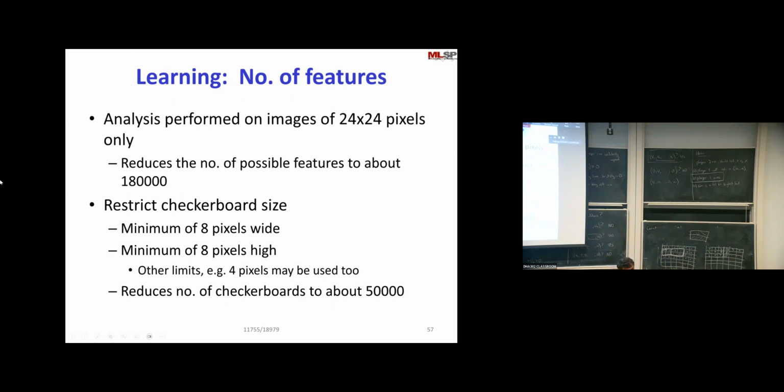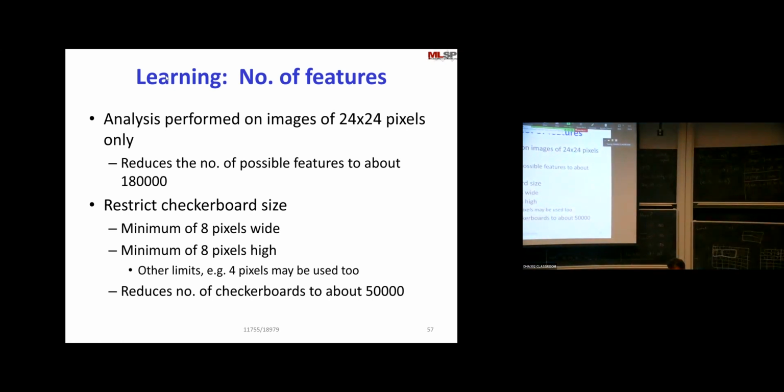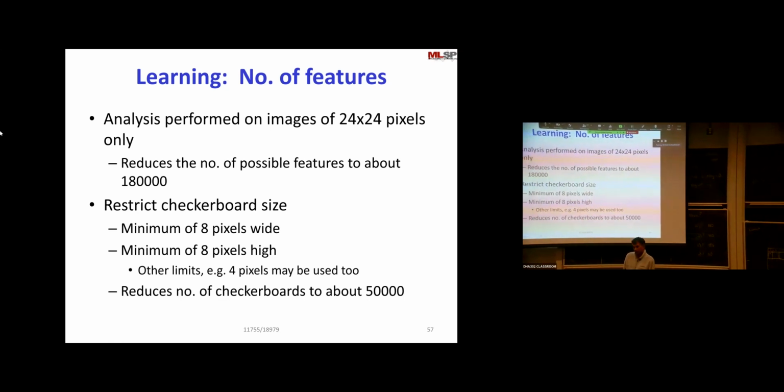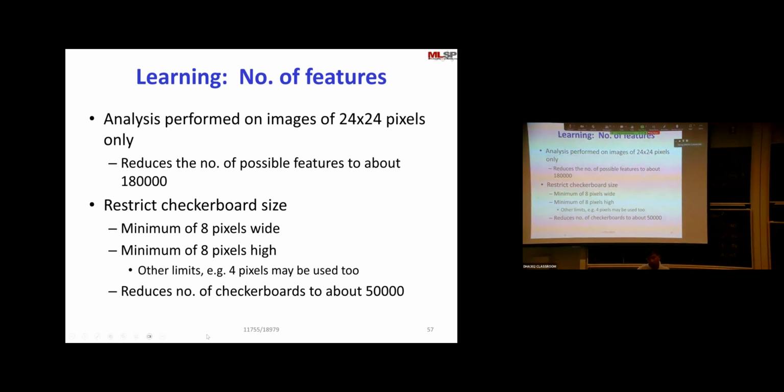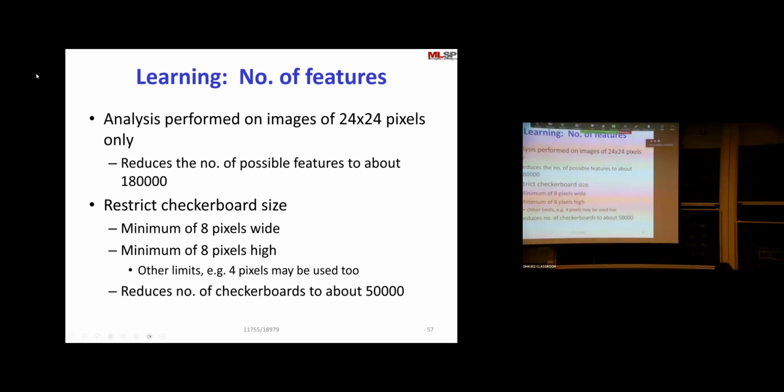Then the sizes of these little checkerboard patterns, they restricted to no more than 8 by 8. And you can have other limits. You can say 4 pixels on a 24 by 24 image. These are just practical restrictions that you wouldn't worry about today because our computers are somewhat faster and processors are more energy efficient. But this is during training, okay? There are 5,000 or 50,000 possible features that you can come up with.